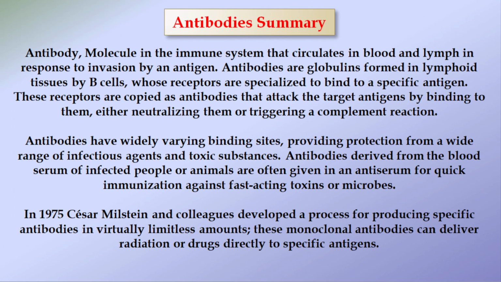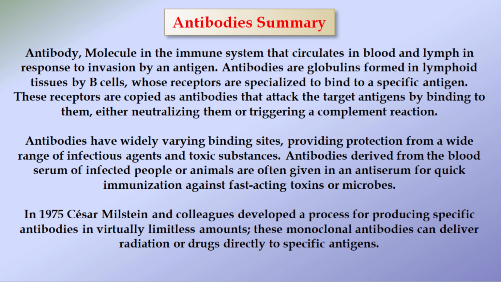Antibodies summary. An antibody is a molecule in the immune system that circulates in blood and lymph in response to invasion by an antigen. Antibodies are globulins formed in lymphoid tissues by B cells, whose receptors are specialized to bind to a specific antigen. These receptors are copied as antibodies that attack the target antigens by binding to them, either neutralizing them or triggering a complement reaction.